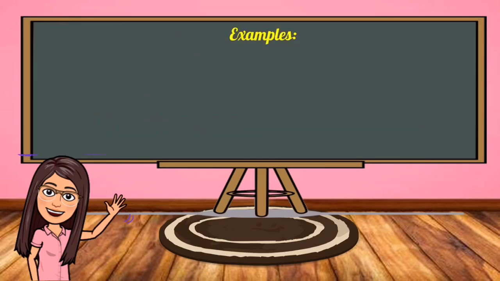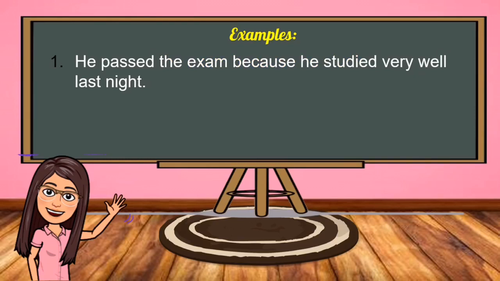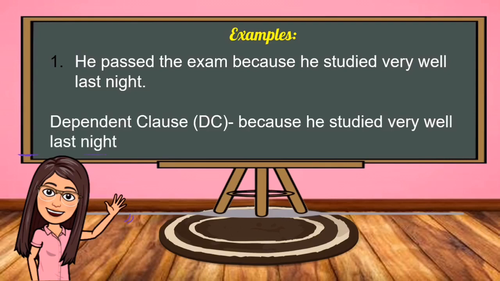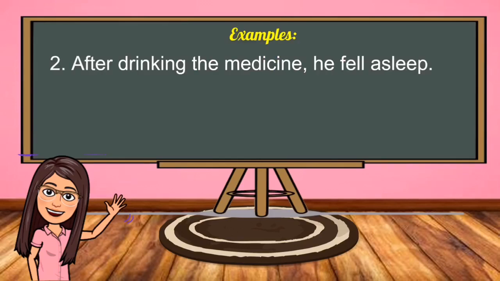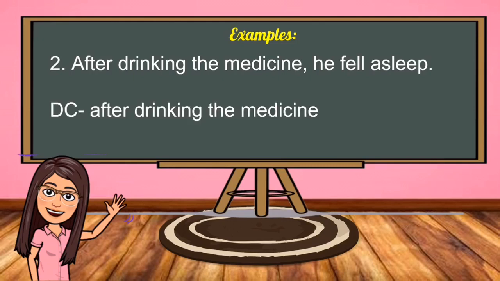For example, he passed the exam because he studied very well last night. The dependent clause, or DC, is because he studied very well last night. Notice that it doesn't have a complete thought or idea. Therefore, it cannot stand alone and needs to be attached to an independent clause. Next example. After drinking the medicine, he fell asleep. Our dependent clause is after drinking the medicine.